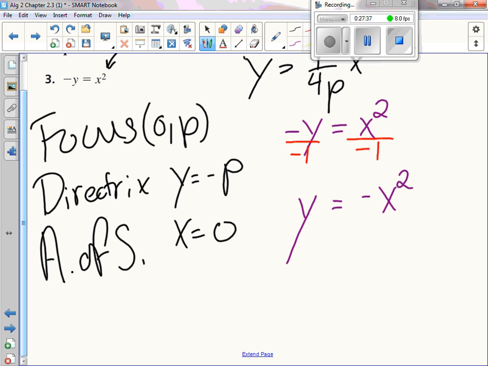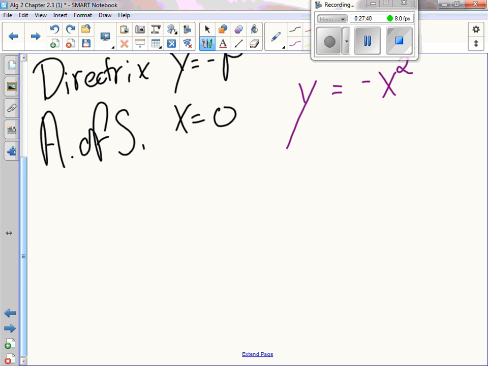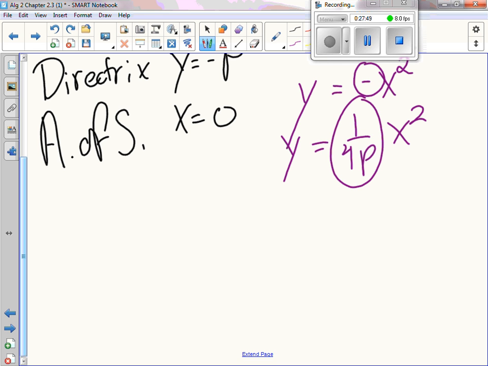Now, what we need to do is match up our equations, because we're comparing this to y equals 1 over 4p x squared. So our 1 over 4p is going to equal negative 1. Because there's not a number written there, there's just a negative sign. So that means it's negative 1. If it had just been y equals x squared, the number that we would set 1 over 4p equal to would have been just 1.